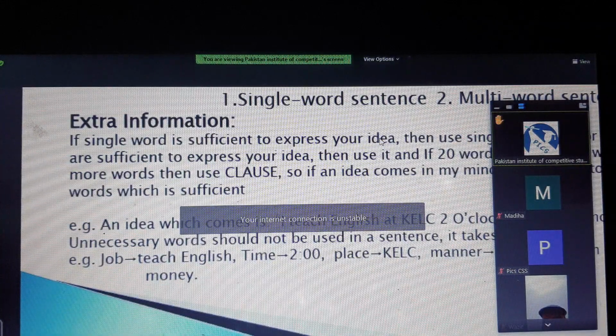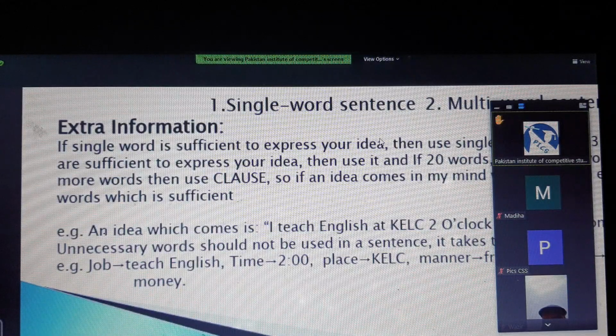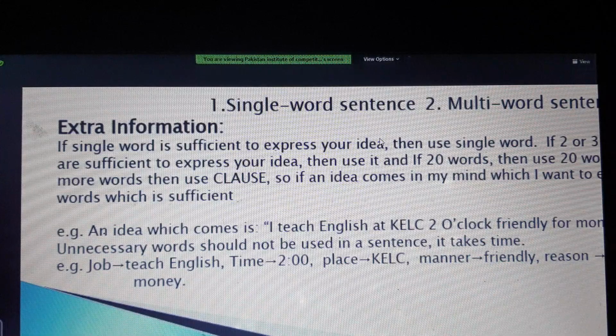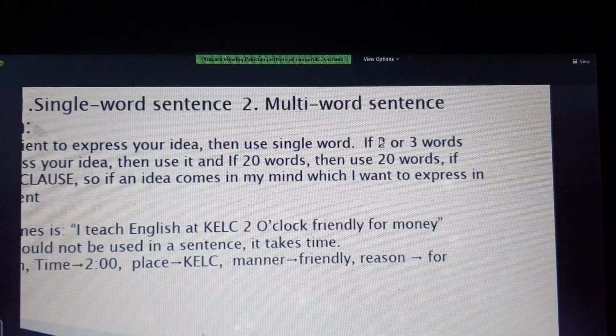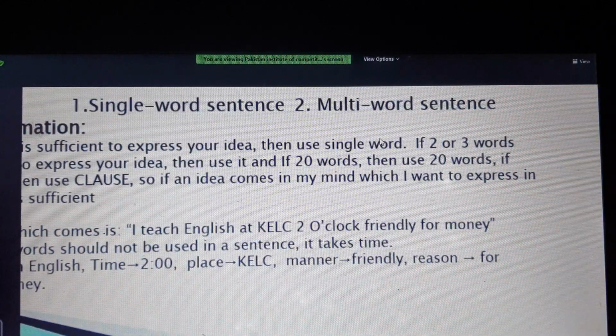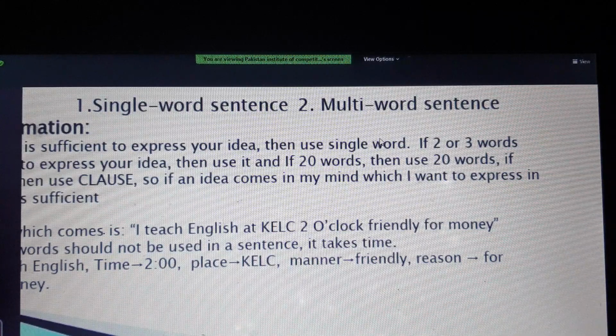What time do I teach? 2 o'clock. At which place do I teach? Calc is the name of my academy. It means Kabul English Language Center. And how do I teach? What is the manner of my teaching? Friendly. And why do I teach? What is the reason for my teaching? For money. So these were the small ingredients of my idea.